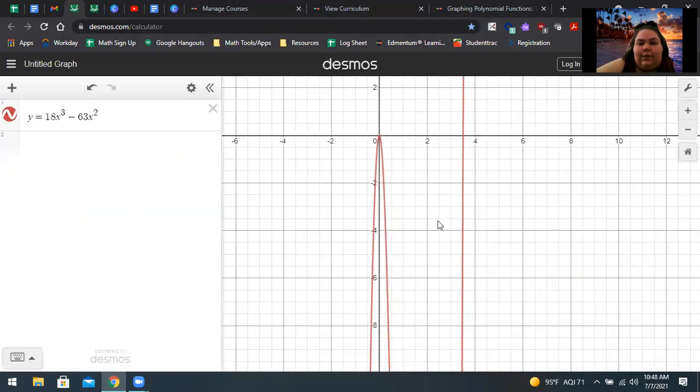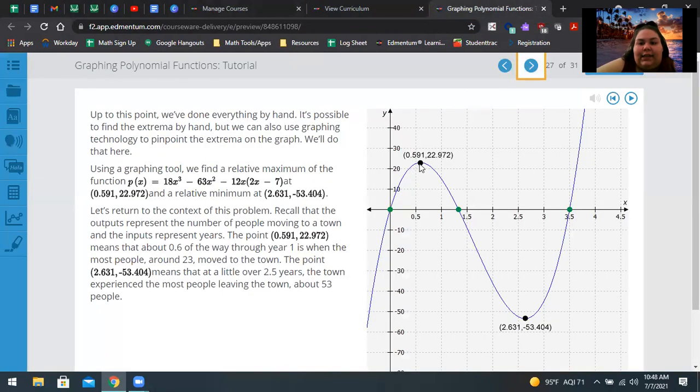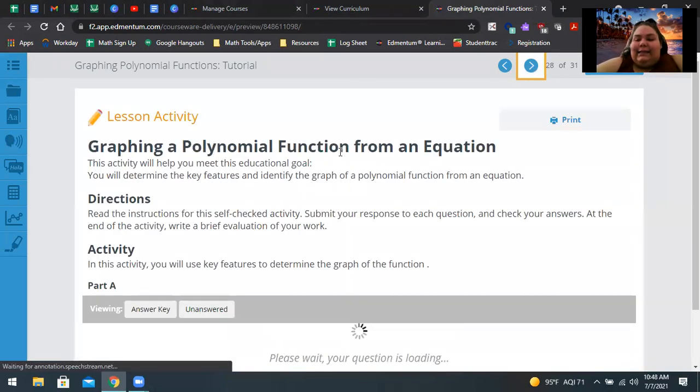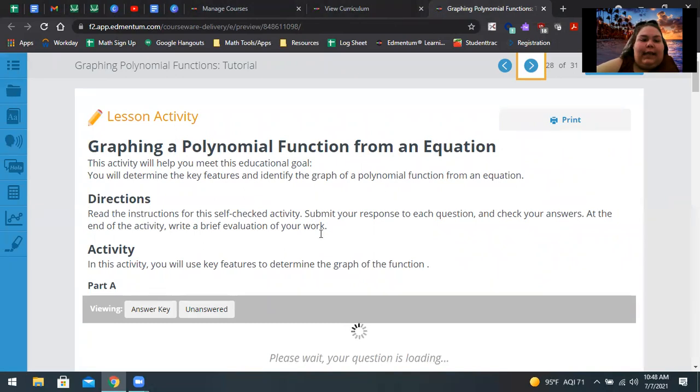You can kind of see they're already forming the line, but that's how they came up with those points. They used the graphing calculator for that. Let's take a look at the lesson activity on slide 28.